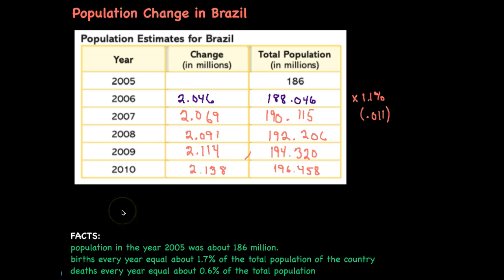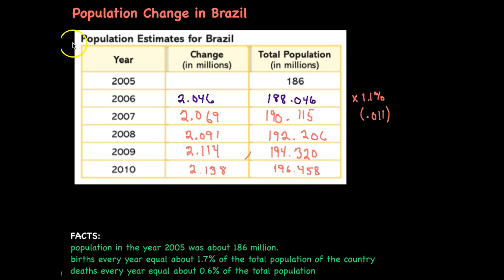When you're all finished, here's what our table should look like. Notice that our change, even though our percent stays the same, increases each year because our overall population grows a little bit more each year by that change. Notice this is a very slow change, but eventually over time it will be significant. So remember that births every year equal about 1.7%. Our deaths each year were about 0.6%, and we started with 186 million.